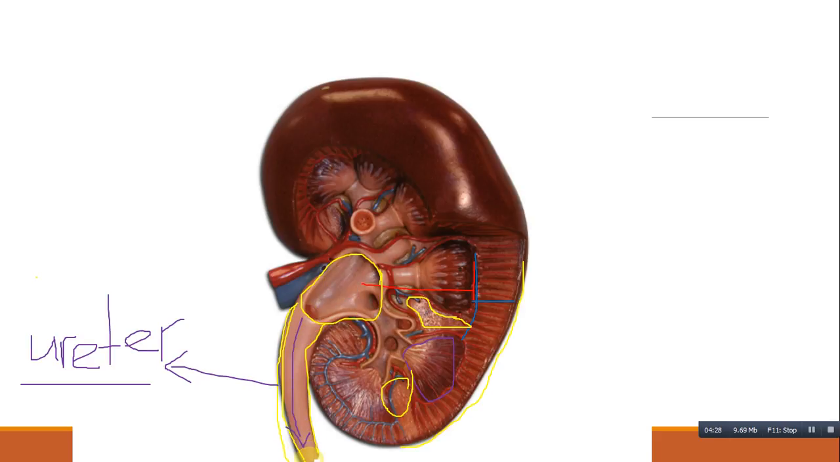Let's continue with some other identification. We've got these little structures over here, and these are called calyx.